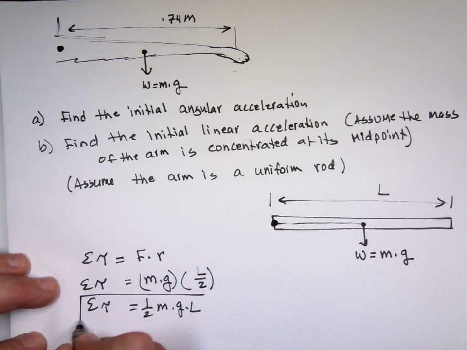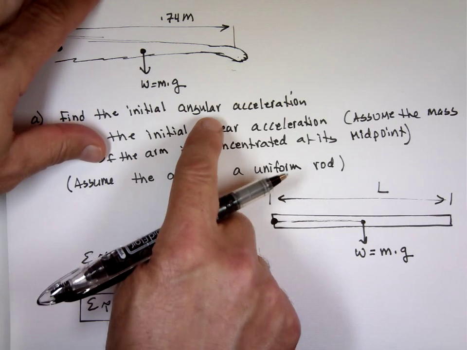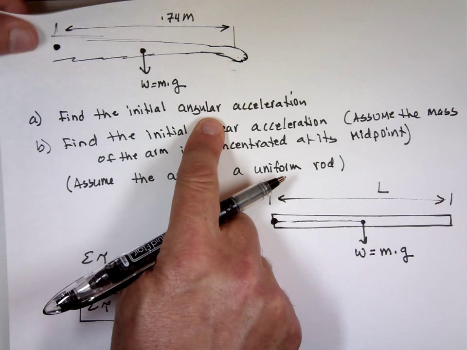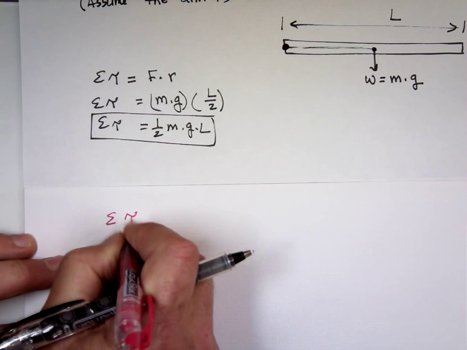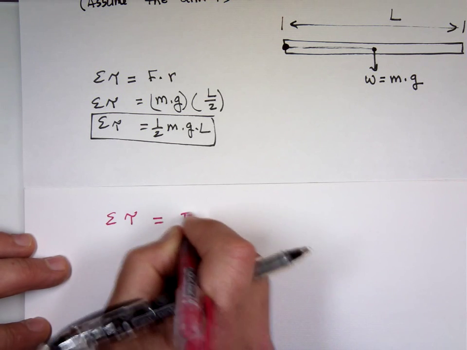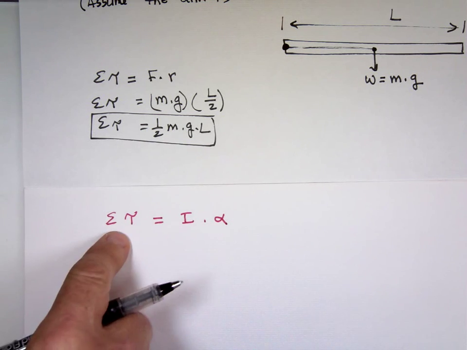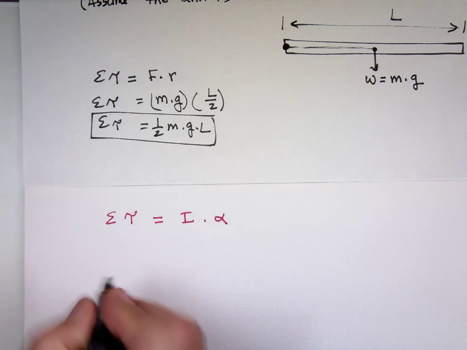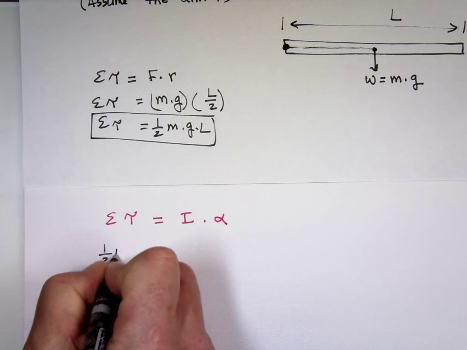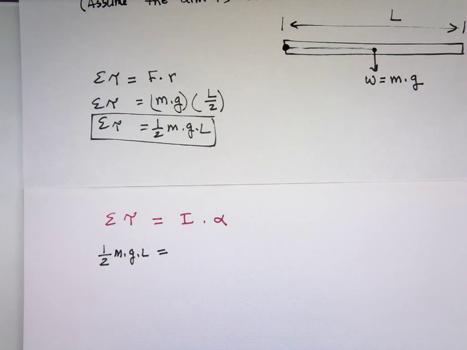I didn't give you the mass intentionally because I don't think we need it. In Newton's second law, if I'm looking for the angular acceleration, it says the torque is equal to what? Inertia times alpha. So if you're looking for the angular acceleration, you need the torque, you need the inertia. If you know these two things, you can find alpha. Well, I know what my torque is. 1/2 M times G times L. Do I know what the inertia is?